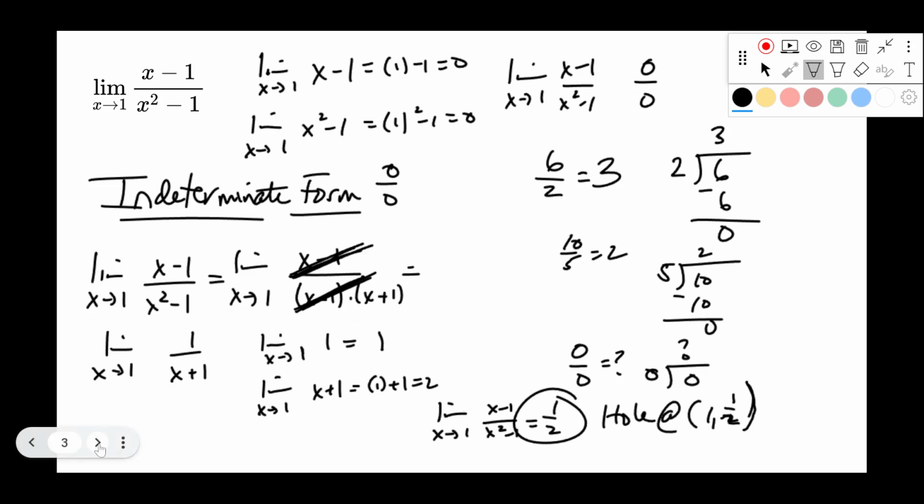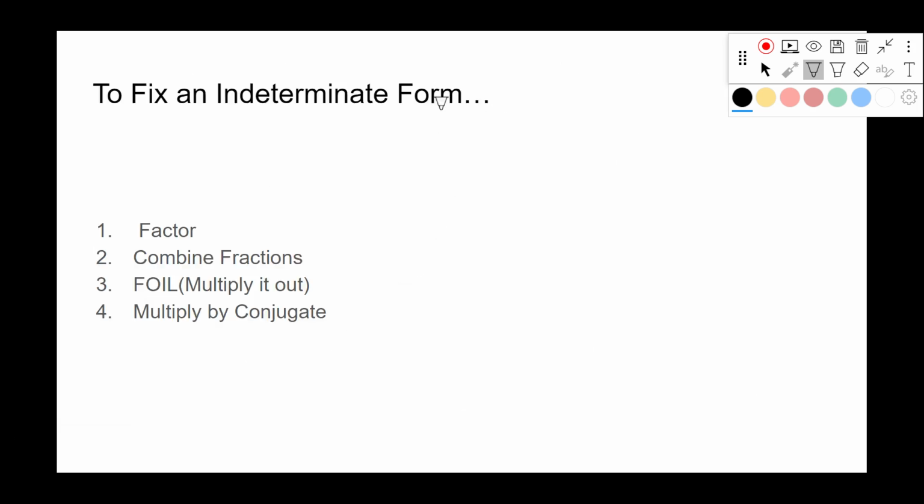All right, so to fix an indeterminate form, we are going to ask ourselves this question. So 0 over 0 is our one indeterminate form so far. We're going to ask ourselves, WWA1KD, what would an Algebra 1 kid do? Because that's probably what you should do.